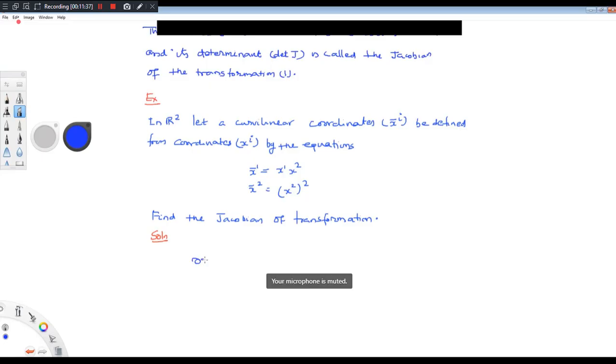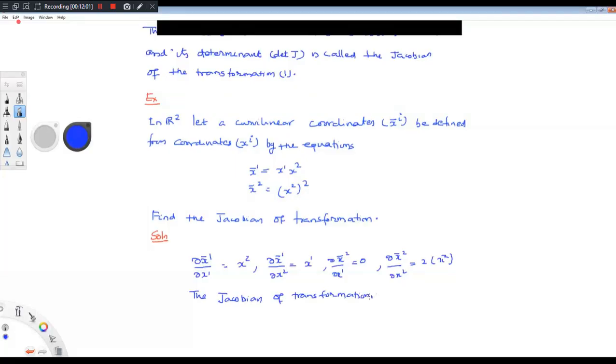So what is my Jacobian? The Jacobian of the transformation is, okay, what will that be? You put it in the form of a matrix.